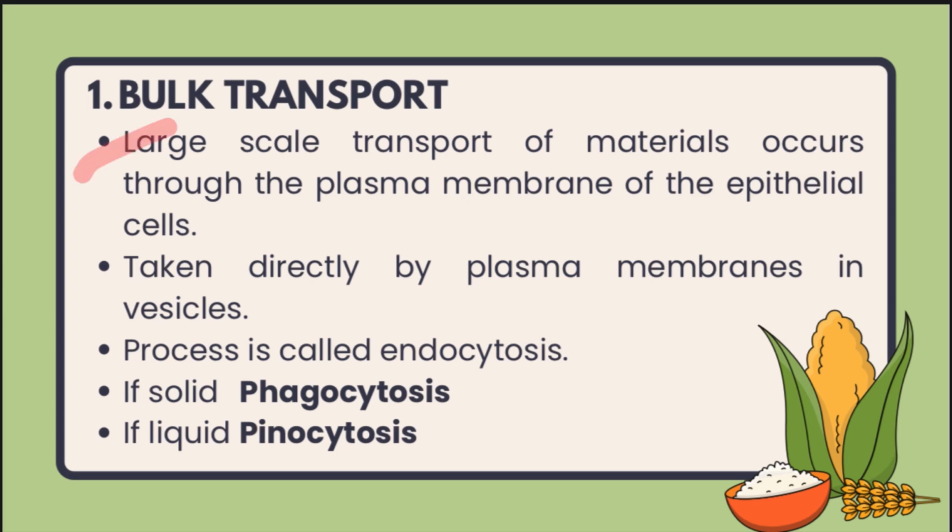First point is large scale transport of materials occurs through the plasma membrane of the epithelial cell. Second point is material is taken directly by the plasma membrane in vesicles. That process is called endocytosis: if it is solid, phagocytosis, or if liquid, pinocytosis. So what is bulk transport? In one liner we can say that big chunks go in through endocytosis.